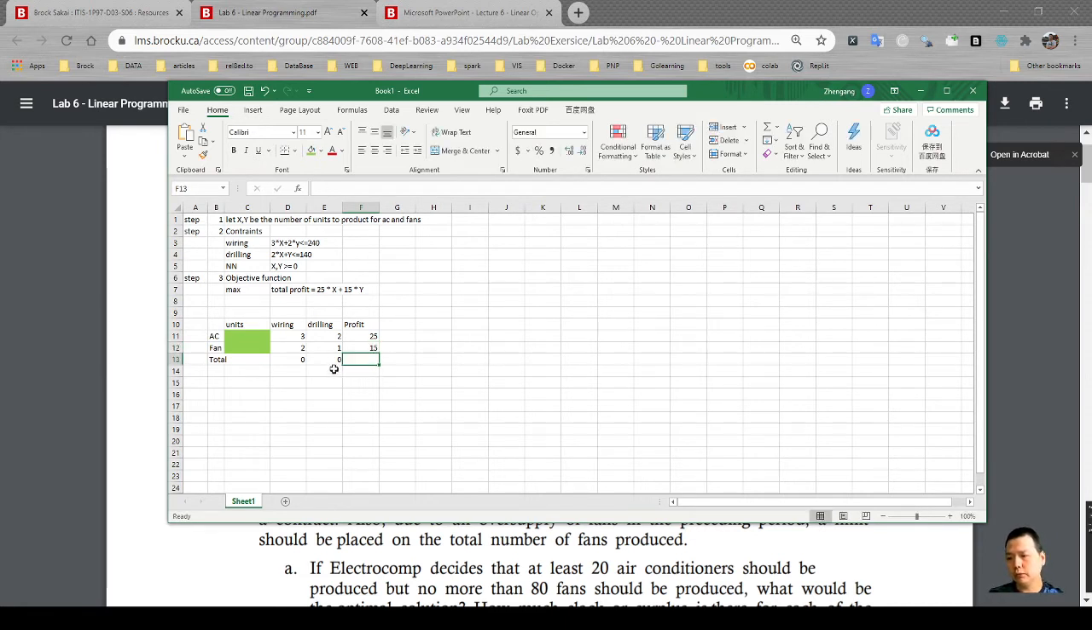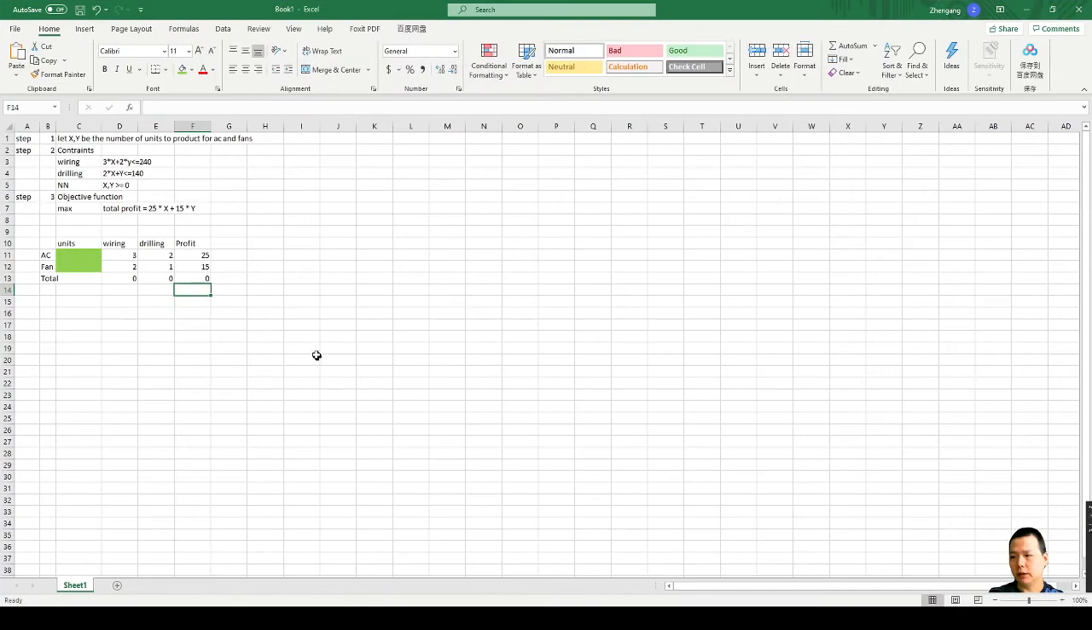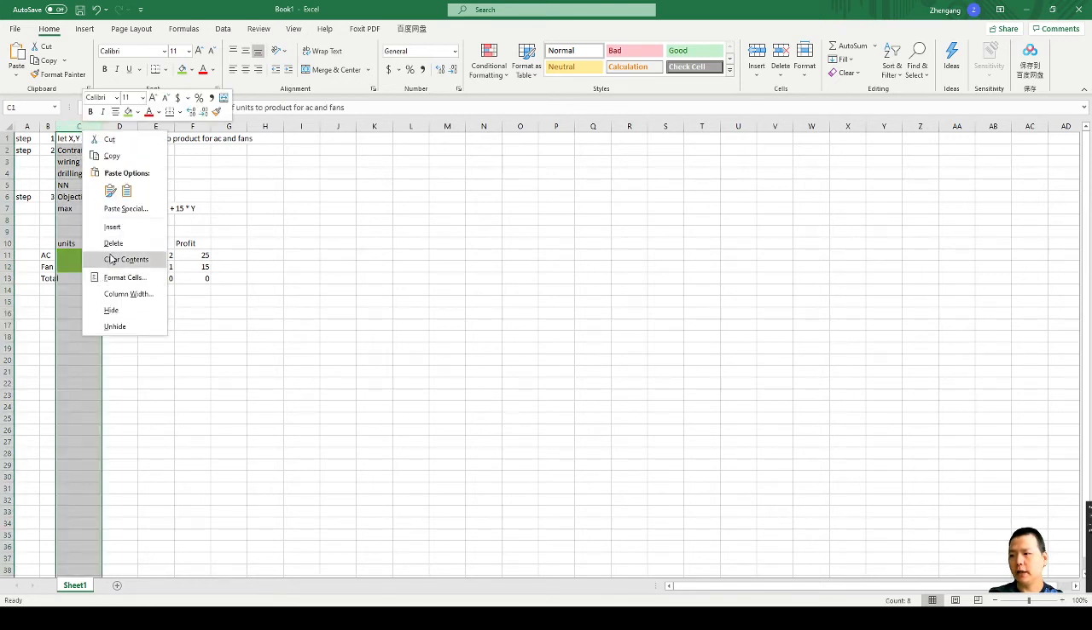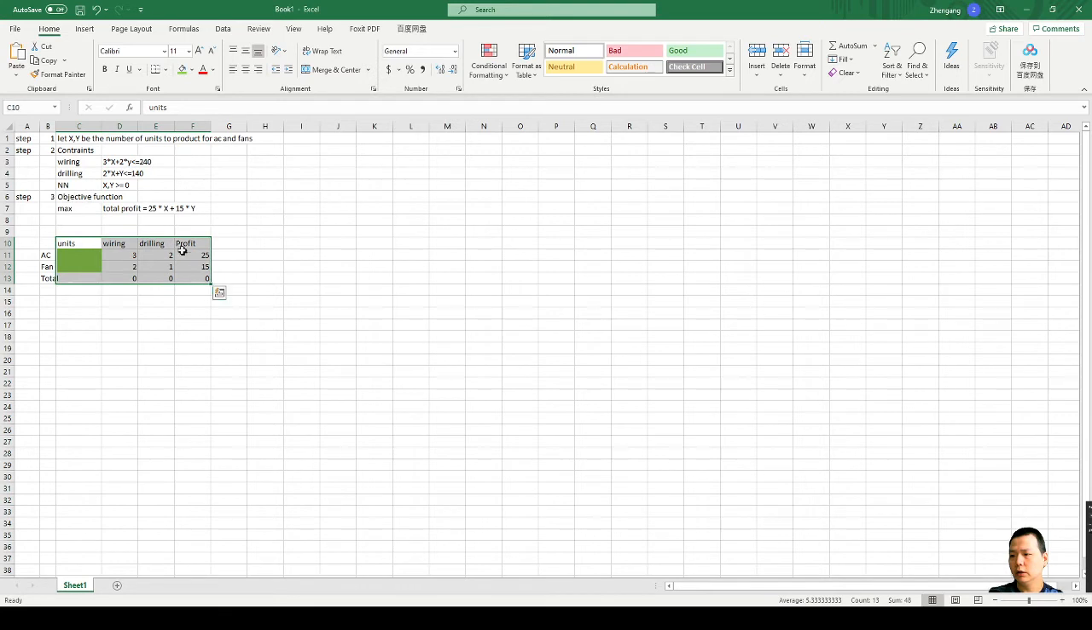So the total profit uses the same formula here. This one times this one, this one times this one. In the Excel solver, the non-negative option is applied by default. I will show you shortly. Let's make it bigger. You can write that out, or you can ignore it, but it's better to add it if you want to do it in a more serious way.